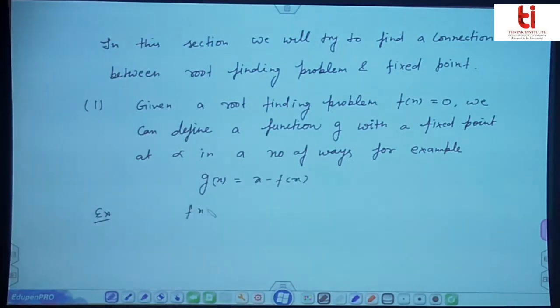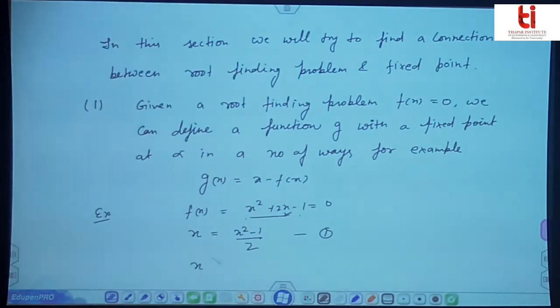Suppose f(x) is given to you as x² + 2x - 1 = 0. This is a problem. What you will do, you will modify this function in such a way that x equals some function of x. So if we want to compute x from f(x), one procedure is this: from x² + 2x - 1, compute x from here, that is x = (x² - 1)/2.